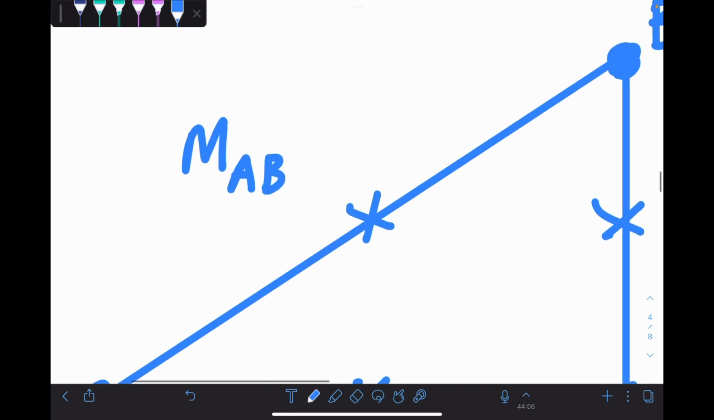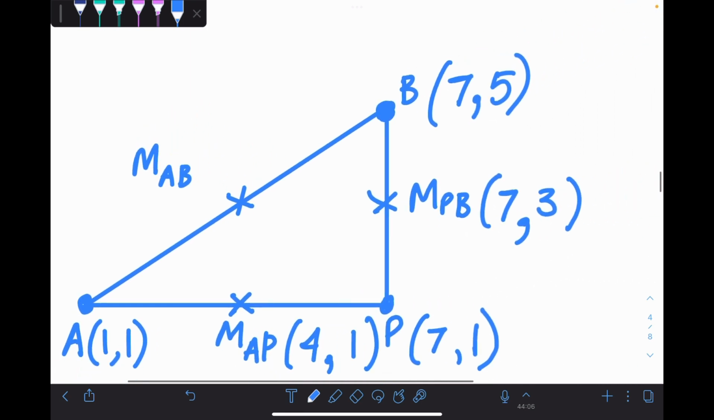With enthusiasm. All right. So it is M, big M, AB. And the coordinate point here, we want to figure out what that is. But first, before we do anything, hold on a minute.